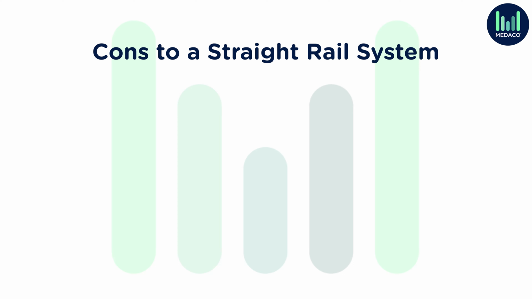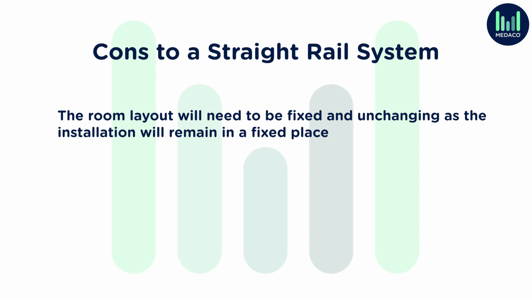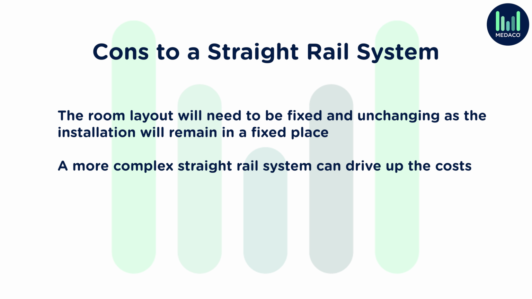With a straight rail system, it's important that you understand the layout of your room will need to be fixed and unchanging, as the installation will remain in a fixed place. When opting for a more complex rail system that includes turntables, bends, etc., the more support brackets are required, and this in turn can drive up the cost.